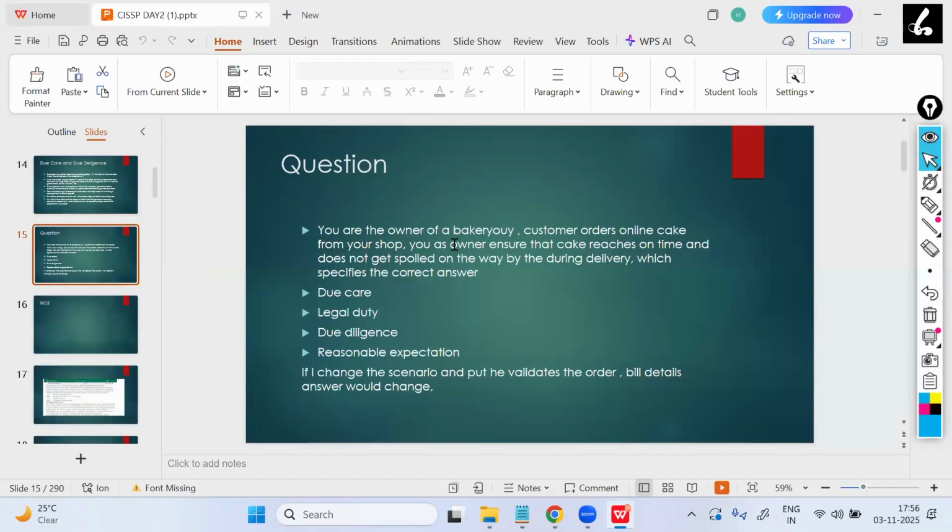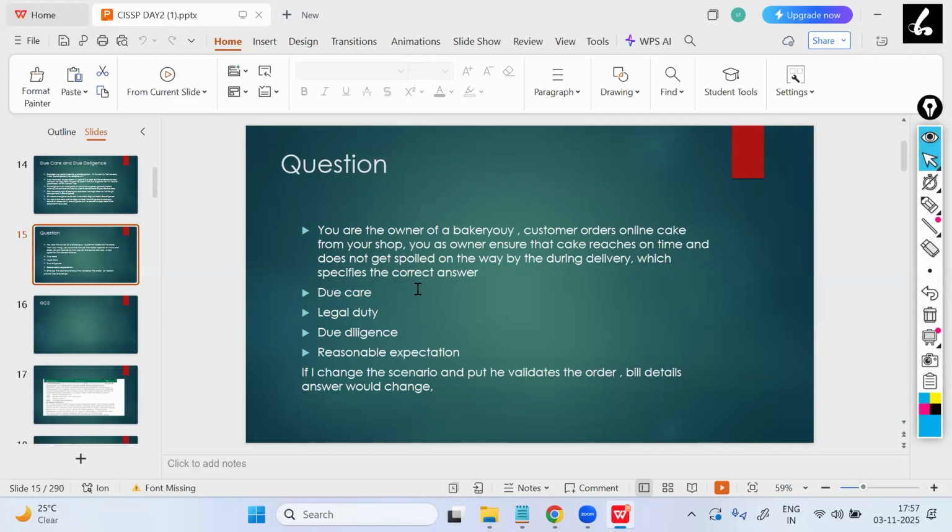You are the owner of a bakery, and a customer orders a cake online from your shop. You, as owner, ensure that the cake reaches on time and does not get spoiled on the way during the delivery. Which specifies the correct answer? Due care, yes, this is due diligence, right? If I change the scenario and put validate, what would change? You are the owner of a bakery, a customer is ordering something. You as owner ensure that the cake reaches on time and does not get spoiled on the way.